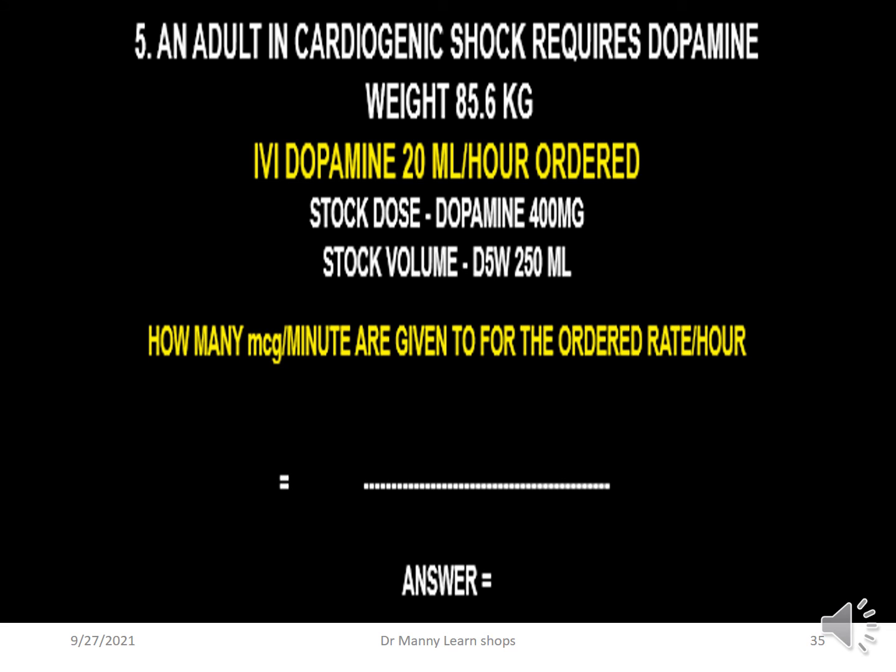So you've got an adult in intensive care or coronary care in cardiogenic shock. They require a dopamine infusion to increase contractility of their myocardium. The patient's weight is 85.6 kilograms. The IV dopamine is 20 mils per hour ordered. Stock dose 400 milligrams. Stock volume 250 mils. How many micrograms per minute are given for the ordered rate per hour?